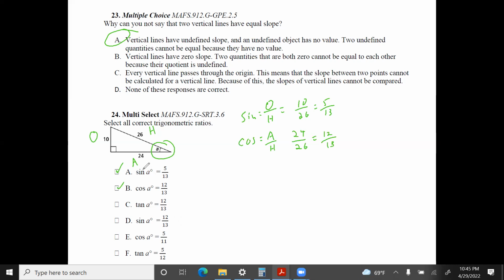So that works. Now notice, there was another sine and cosine down here on D and F. Those two have values that don't work. So D and F are not right. A and B are. Now we're down to the two tangents. Tangent is opposite over adjacent, so 10 over 24. That reduces down to 5 over 12. So F is correct. C is not.